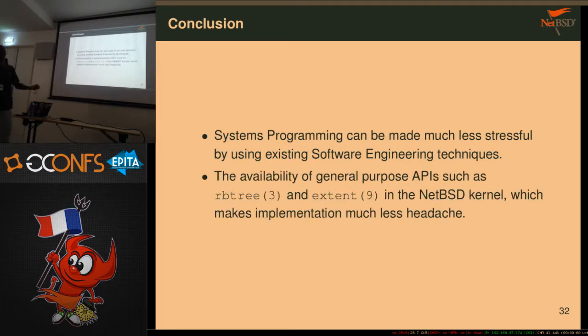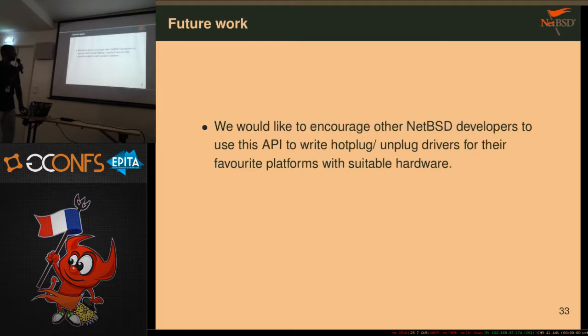And obviously it did help that there were APIs inside of NetBSD that made the least amount of assumptions about the context in which those APIs could be used. For example, R-Bree is a user space library, but it can be used in the kernel, or the extent API does not assume anything about the nature of the backing RAM. So really cool to have that kind of tooling available inside of the kernel.